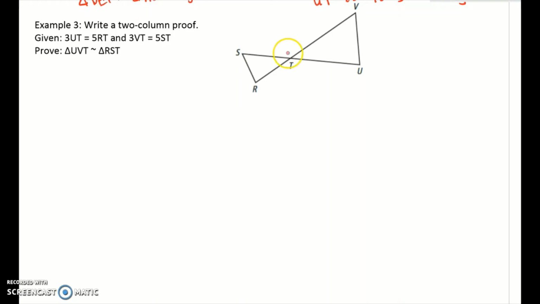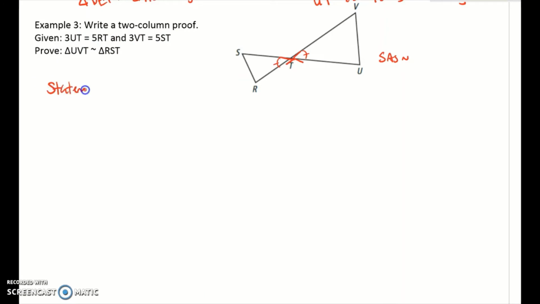Hopefully you guys are seeing the vertical angles right here. So because we've got congruent vertical angles, we probably want to use SAS or AA. But here I don't have any parallel lines or anything to give me another angle, so I'm going to go for SAS because I'm also given information about two different sides. So let's see how we can make SAS work here.